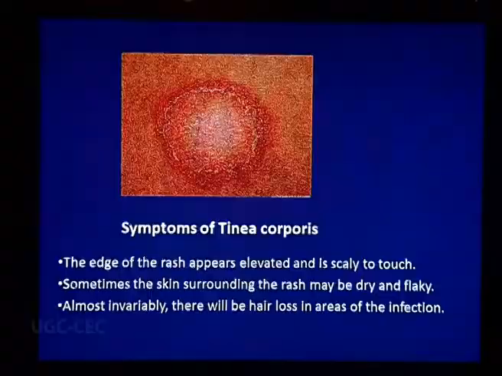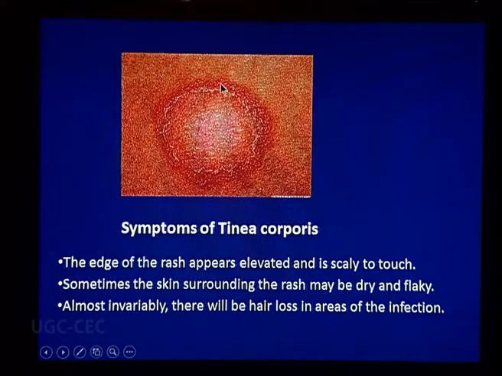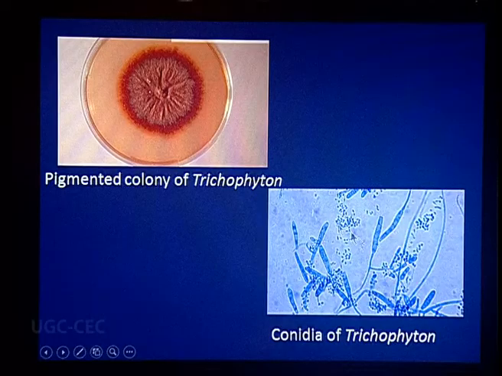Now let us come to the next one, which is called Tinea corporis. Tinea corporis is so called because it may occur anywhere in the body, and this particular infection has a typical red margin and pinkish central part, and if there is hair it will be lost at the time of infection. So this is the typical lesion of Tinea corporis, and it is caused by Trichophyton and other species. This is the culture of Trichophyton, and this is the macroconidia.